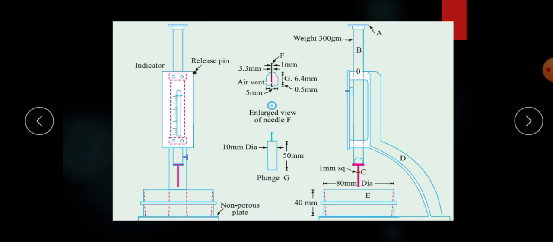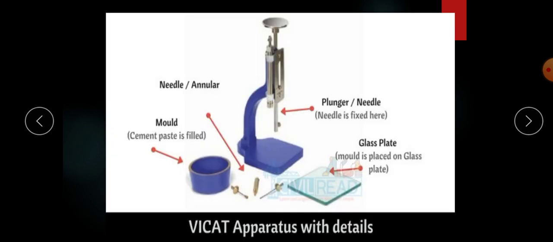So this is the Vicat apparatus, and these are the indicators.